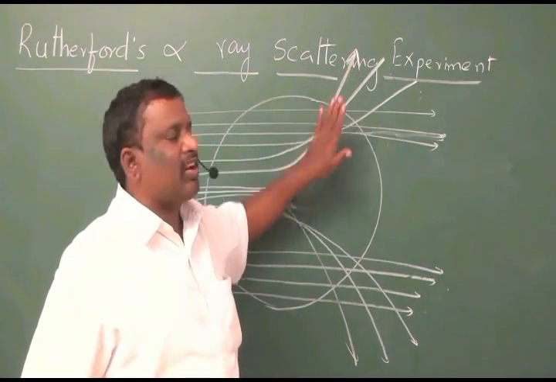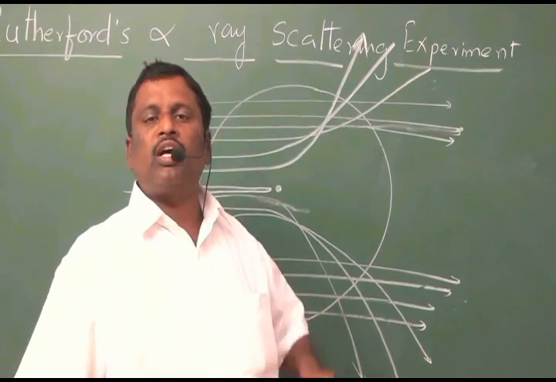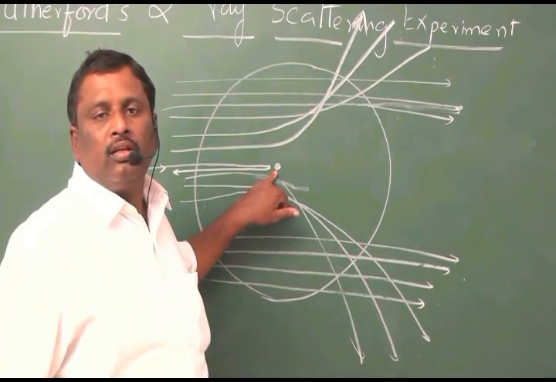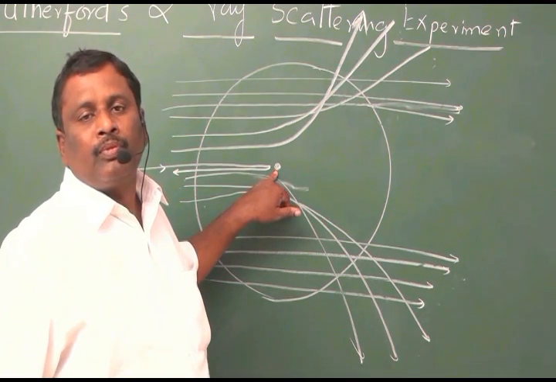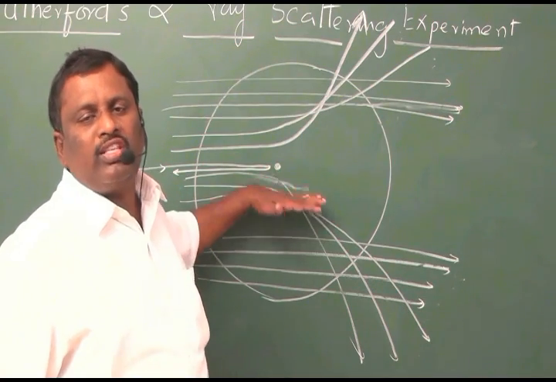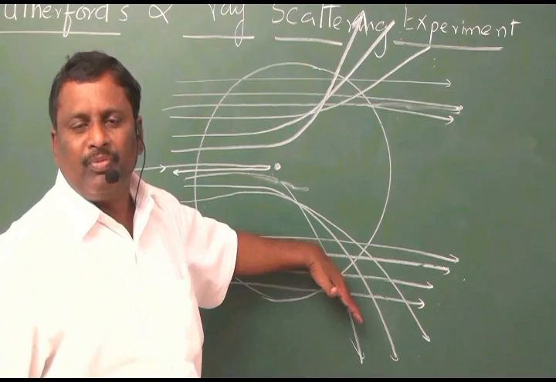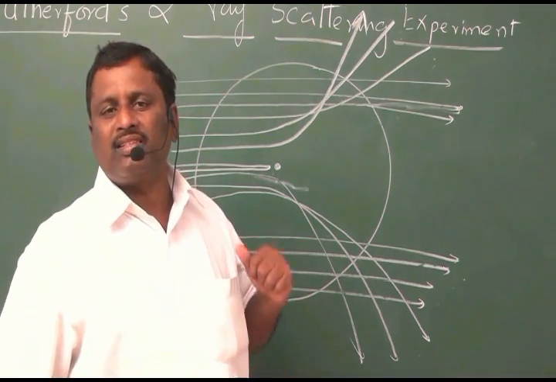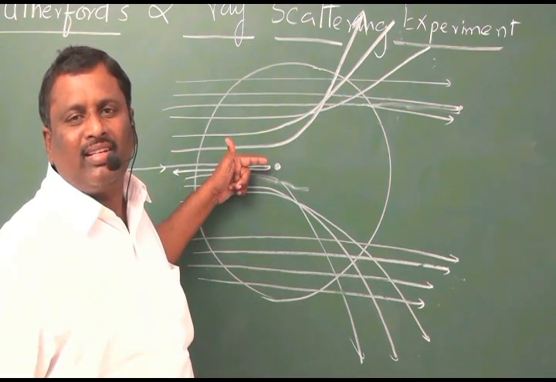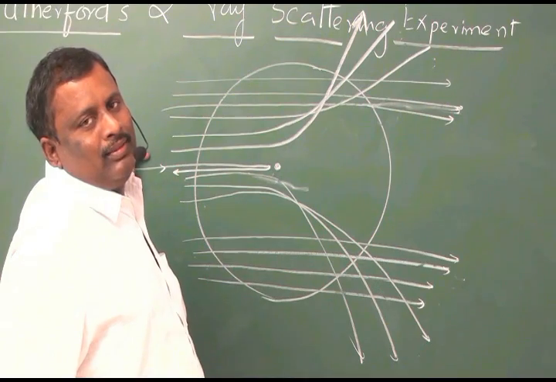Some alpha particles are reflected at different angles. That means the whole positive charge and mass of an atom is concentrated at a minute point, which is known as the nucleus. Probably it may be the center of the atom. So those alpha particles which come nearer to this nucleus will get repelled and change their path. That's why they are reflected at different angles. Those alpha particles which are directly bombarded on the center of the atom will reflect back on their own path.